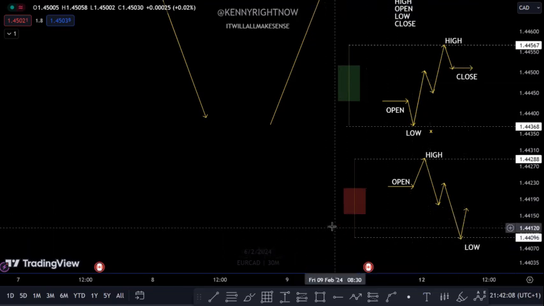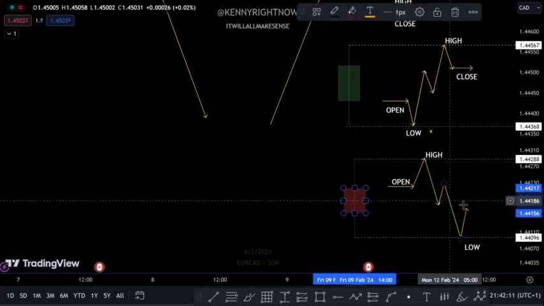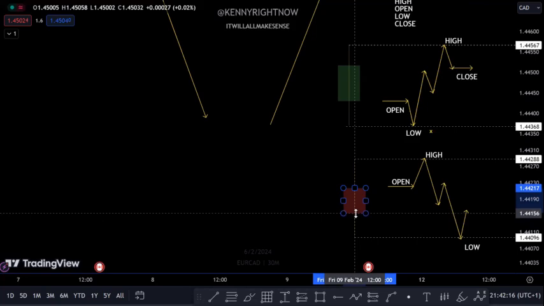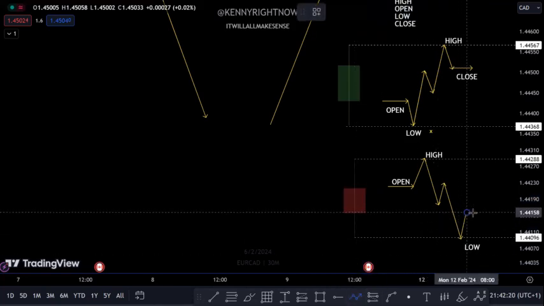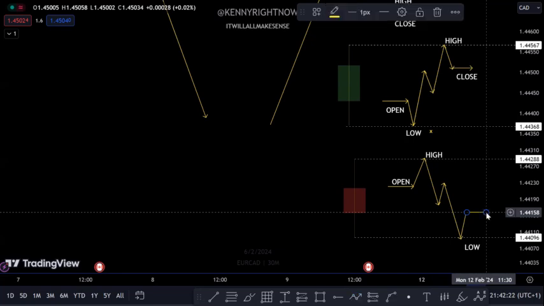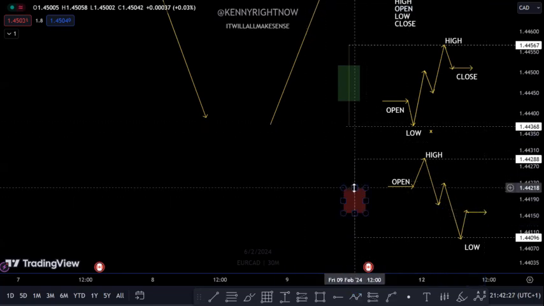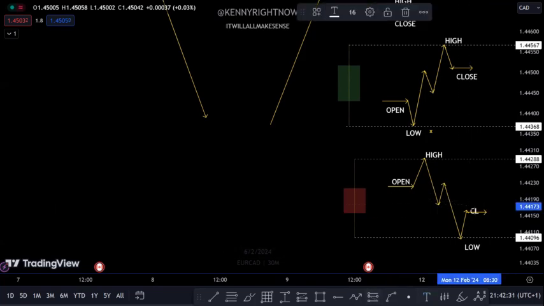Okay, now that we've marked that as a low, this is currently where price is right now. And now let's say the candle is about to close. So from where it is currently, the candle closes. And boom, that's the end. Now we have this print. And we're going to mark this as the close of a bearish candle.